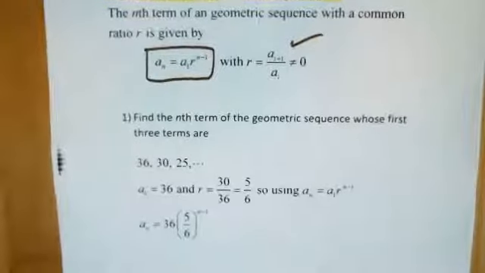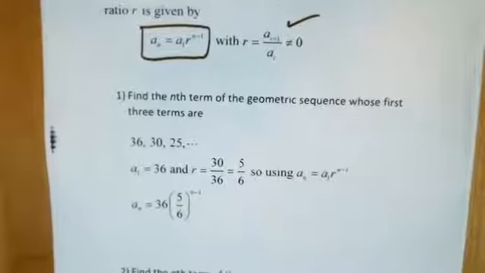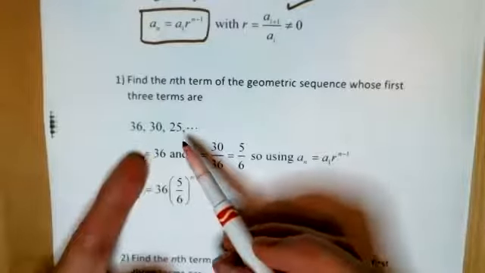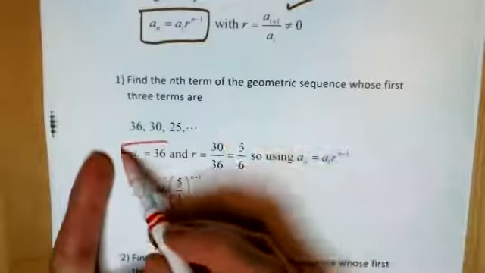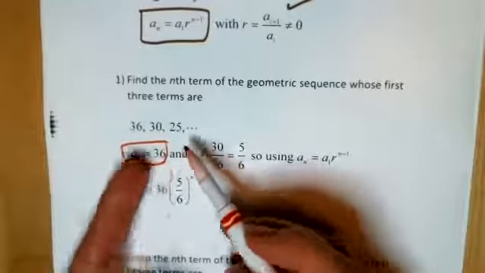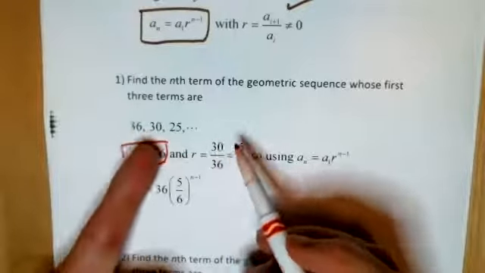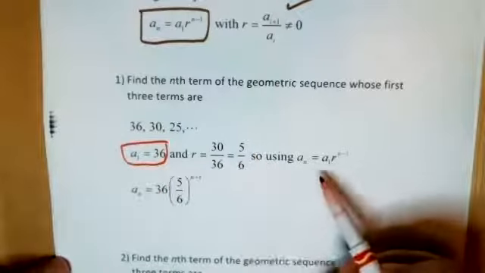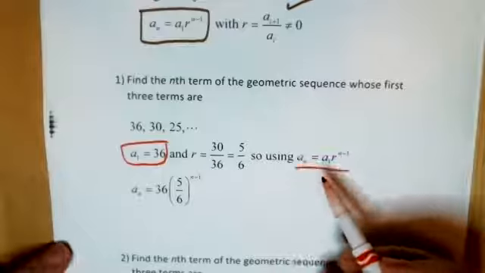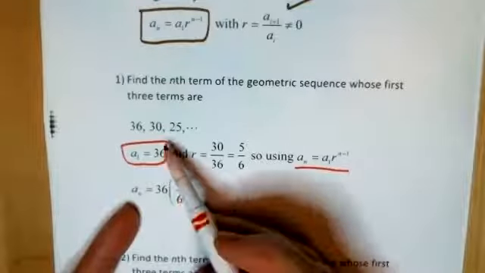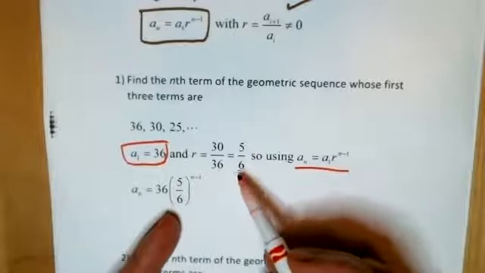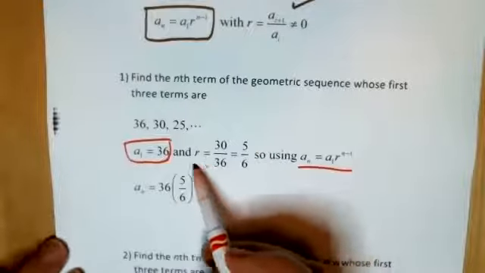All right, so let's find the nth term of the geometric sequence whose first 3 terms are 36, 30, 25. So we do know our first term is 36. The common ratio is found by finding that ratio. 30 divided by 36 is 5 divided by 6. So using our new formula, we can write a sub n for this sequence is 36 times 5 divided by 6 raised to the n minus 1.